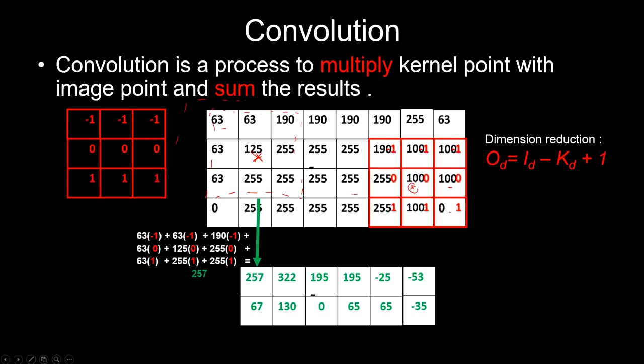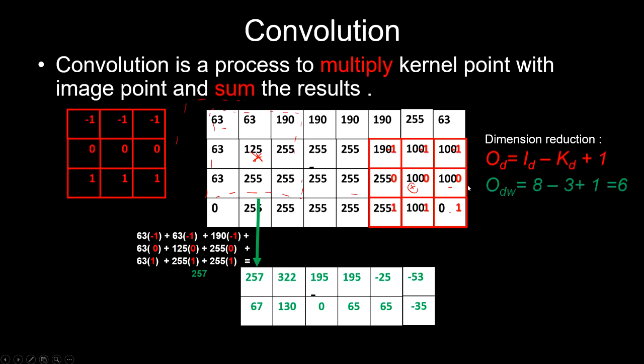So this is one of the reasons that when you perform the convolution process, your output image dimension will be slightly reduced. There is a simple equation for it. ID is your input image dimension, in this case 8 times 4. KD is the dimension of your kernel, in this case 3 by 3. And then you add 1.